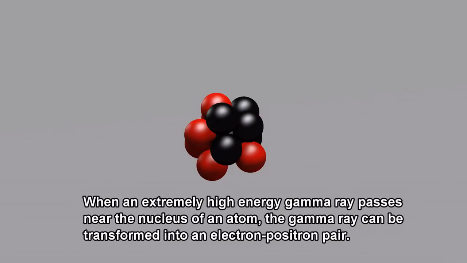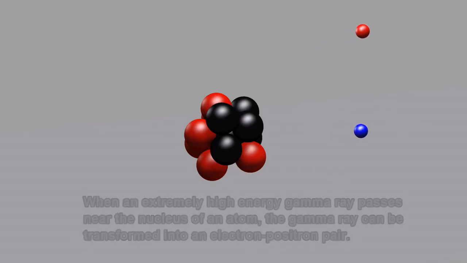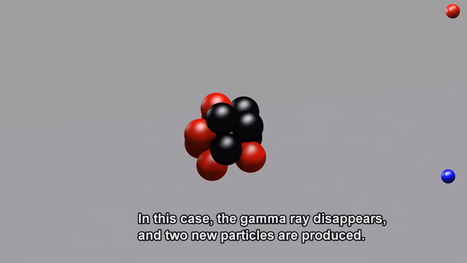When an extremely high-energy gamma ray passes near the nucleus of an atom, the gamma ray can be transformed into an electron-positron pair. In this case, the gamma ray disappears and two new particles are produced.